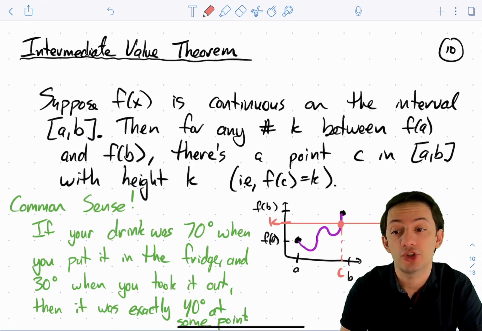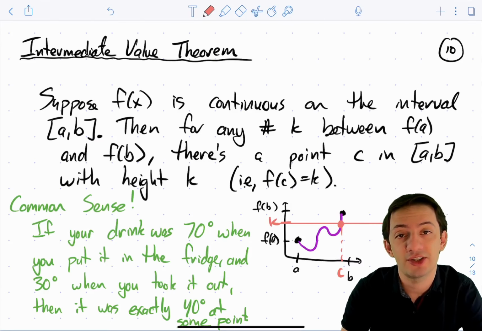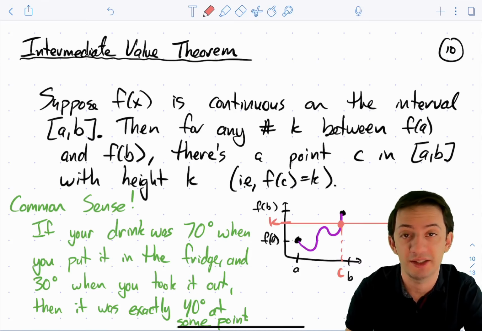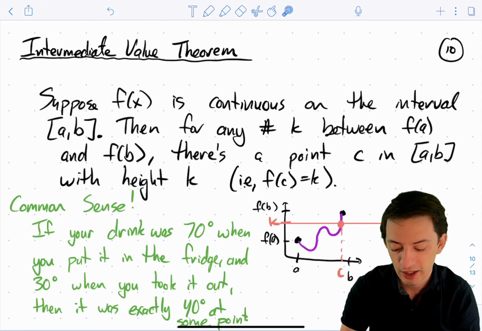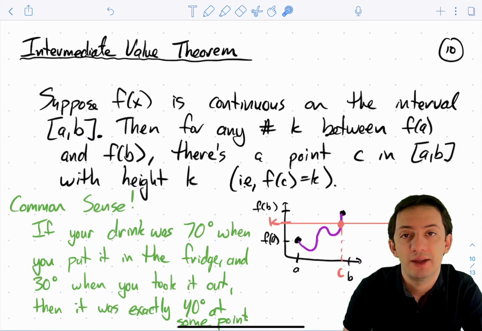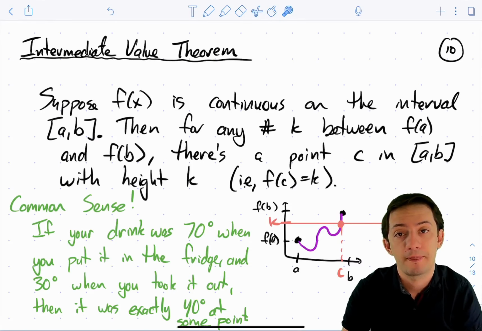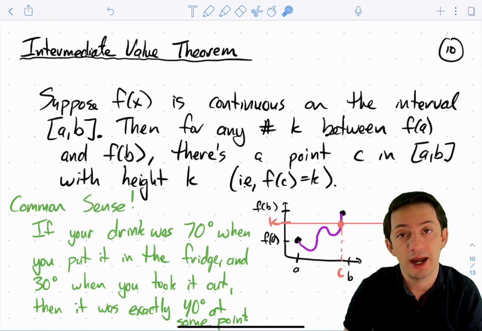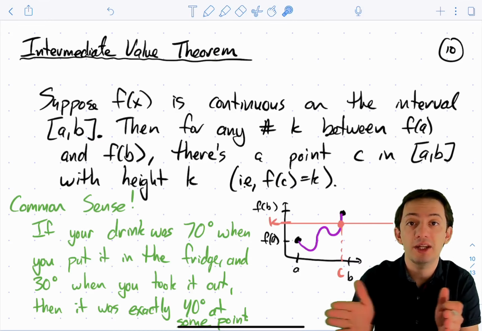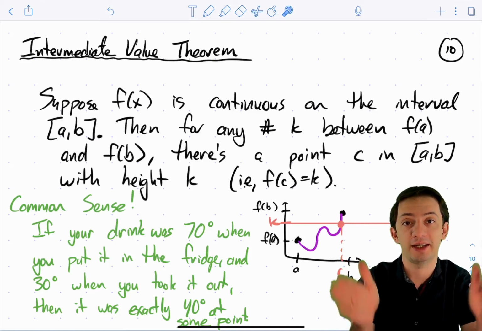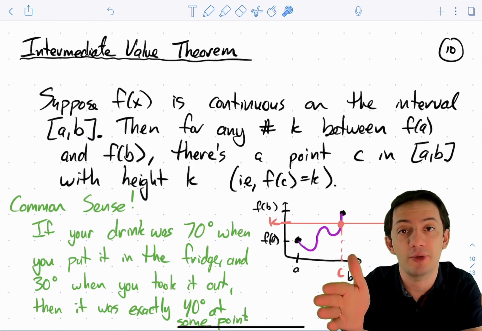Now this should be super obvious. Here's an example of using this fact in real life. And if I just told you this fact independent of phrasing it like the intermediate value theorem, you would say, duh, of course that's true. If you had a soda that was at room temperature, maybe 70 degrees, and then you put it in the fridge, and you take it out an hour later, and now it's 30 degrees, then at some point in the middle, starting at 70 and ending at 30, it must have been exactly 40 degrees.